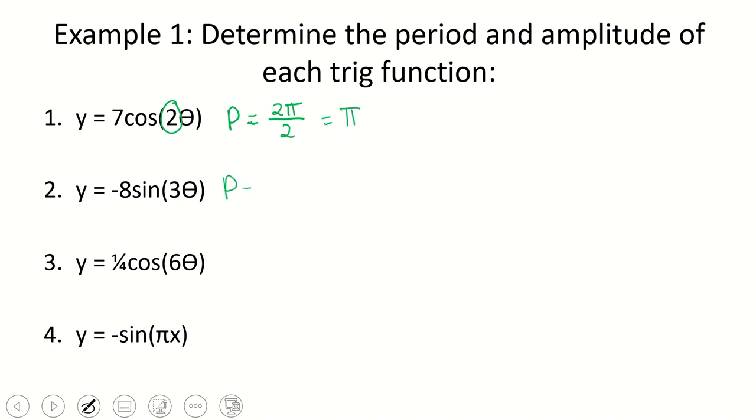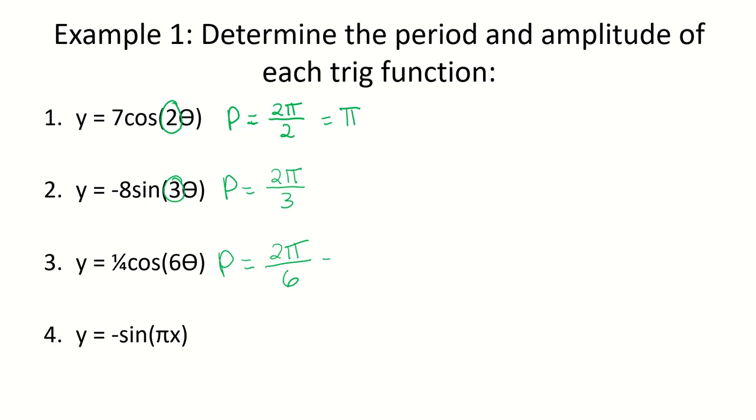Here the period is going to be 2 pi over the frequency. Again, frequency is in front of the theta. That does not reduce. We're good to go. Here the period is equal to 2 pi over the frequency. This does reduce. We're going to get pi over 3. And then this last one, the period is 2 pi over the frequency, and that reduces to 2. So that tells us the length of a single cycle of your wave that you'll graph from these equations.